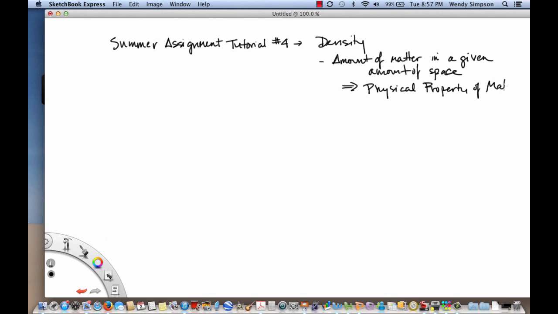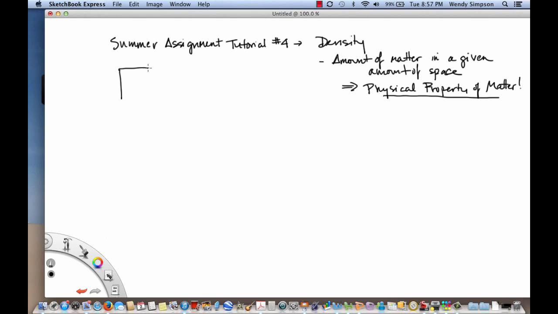In other words, for any pure substance, at a given temperature, I could look up its density because it is a physical property. It will not change as long as the temperature doesn't change. We can use density to identify certain pure substances, elements, and compounds. We could visualize density like this.